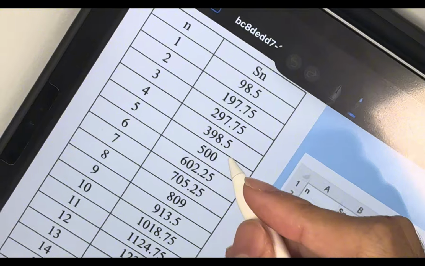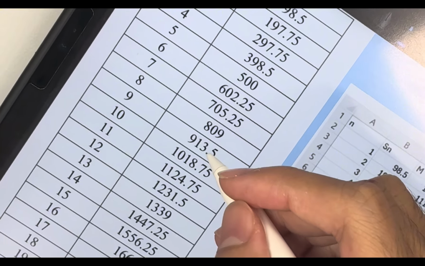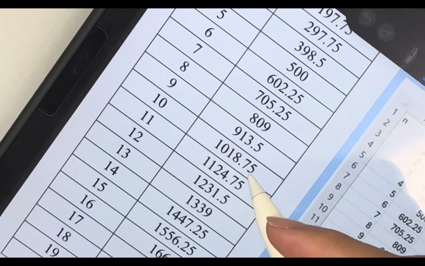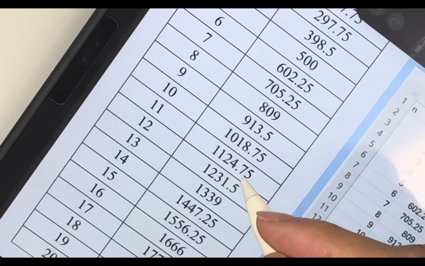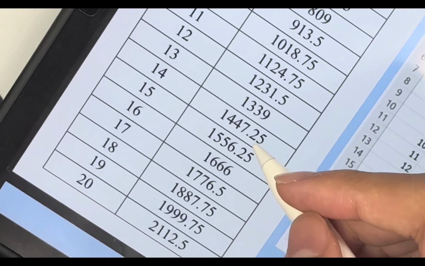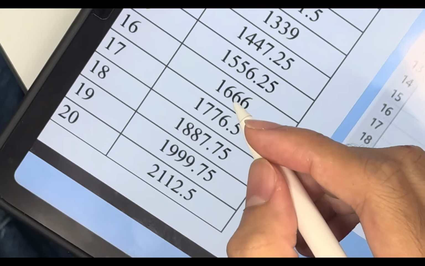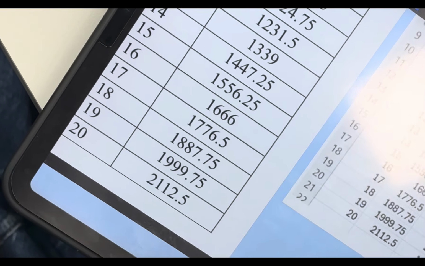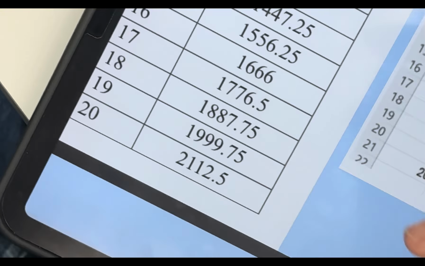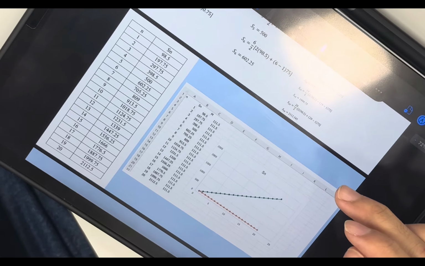297.75, 398.5, 500, 602.25, 705.25, 809, 913.5, 1018.75, 1125, 1231.5, 1339, 1447.25, 1556.25, 1666, 1776.5, 1887.75, 1999.75, and the last one is 2112.5. That's all for part A, arithmetic sequence.